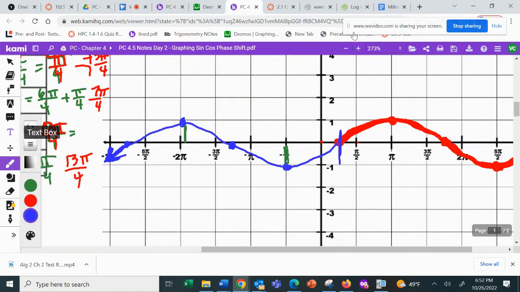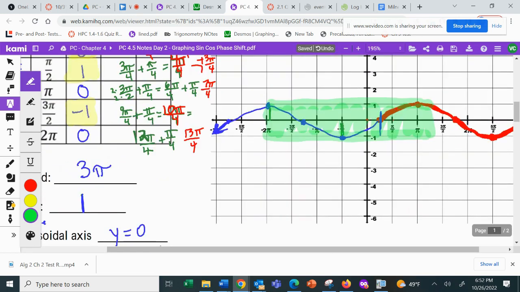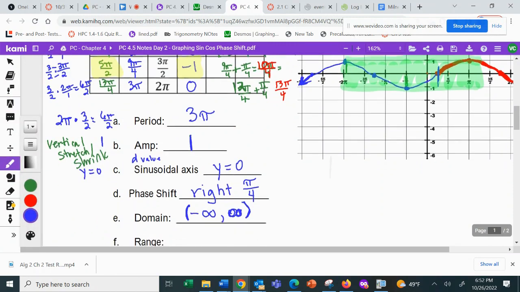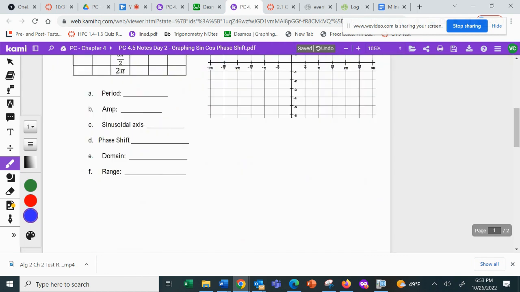The range would be from how far down to how far up. So when I look at this graph over here and I think about how far down to how far up, the graph stays in this little region the whole time. So the lowest point would be -1 and the highest point would be +1. So it is -1 to +1, and we will use the brackets. These have to be in order from least to greatest, or you will get it wrong. We always go from least to greatest.